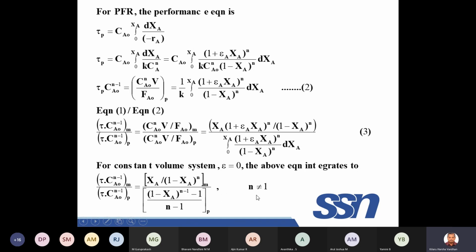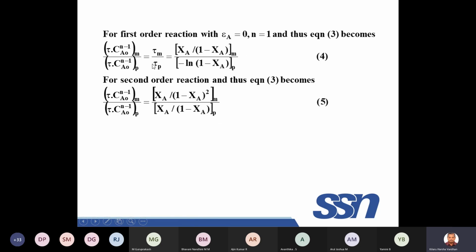This equation is valid when n is not equal to 1, that is, the order is not equal to 1. When the order is equal to 1, this goes negative and all with 0, so you land into a problem, right? So other than that, if you put n equal to 1 and solve the integral, then you land with this particular thing on the right hand side.